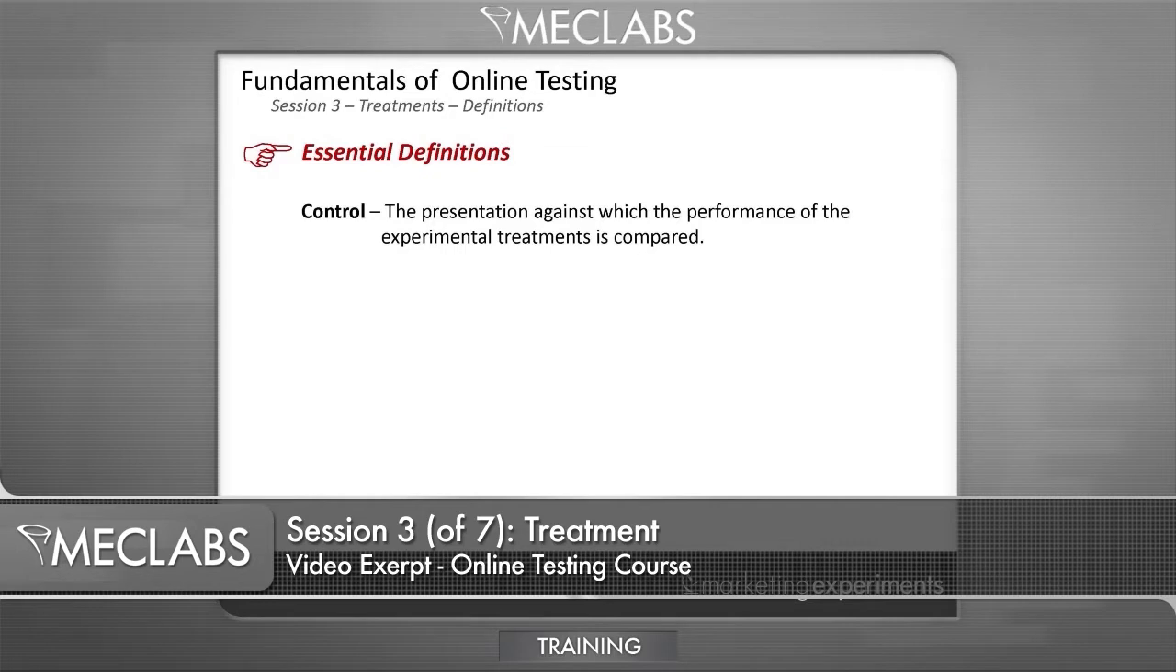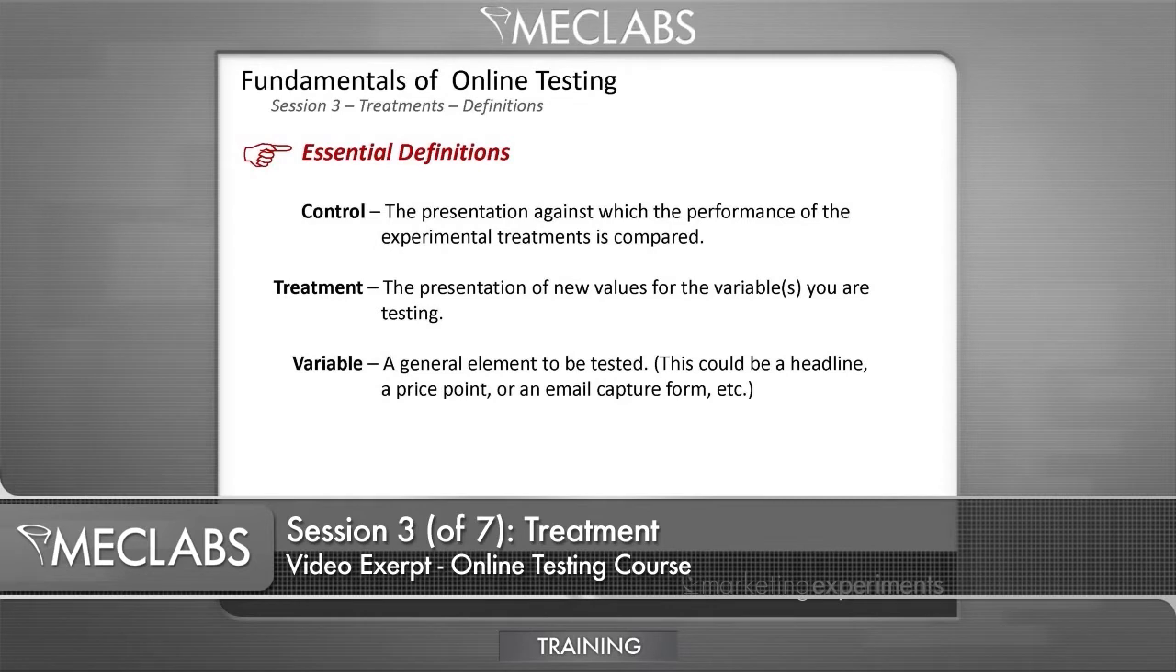The control is the presentation against which the performance of the experimental treatment is compared. It's the starting point. It's the page you already have up. The treatment is the presentation of new values for whatever variable we're testing. We'll explain that in a moment. People get variables and values mixed up. You don't want to do that. What's the difference between a variable and a value?